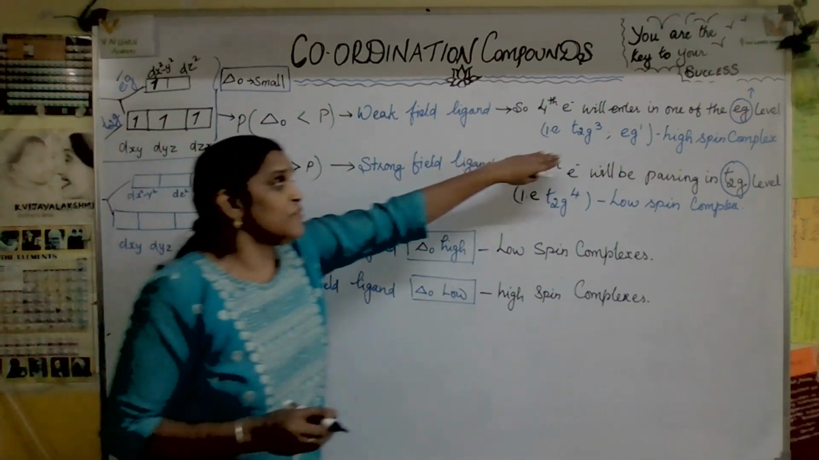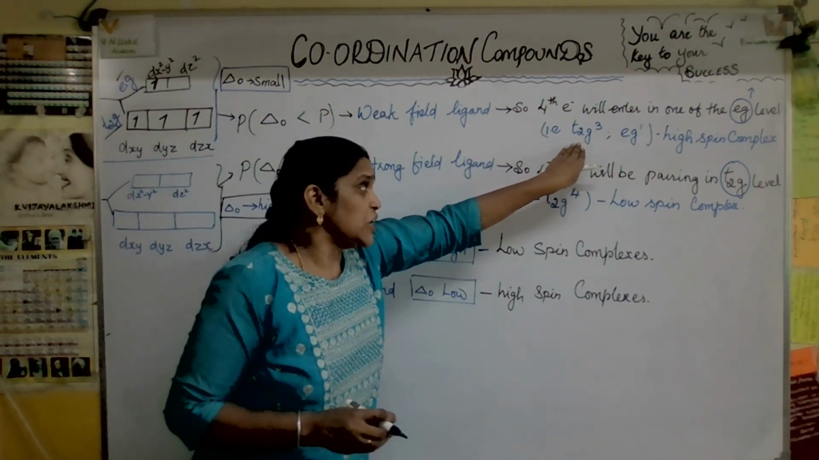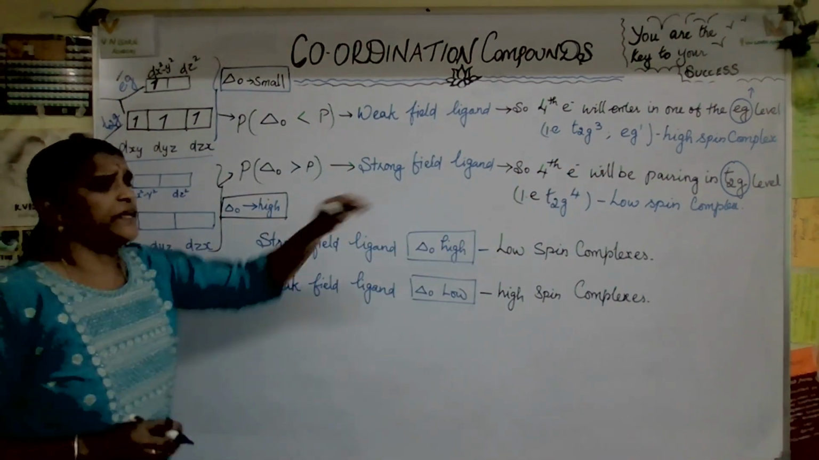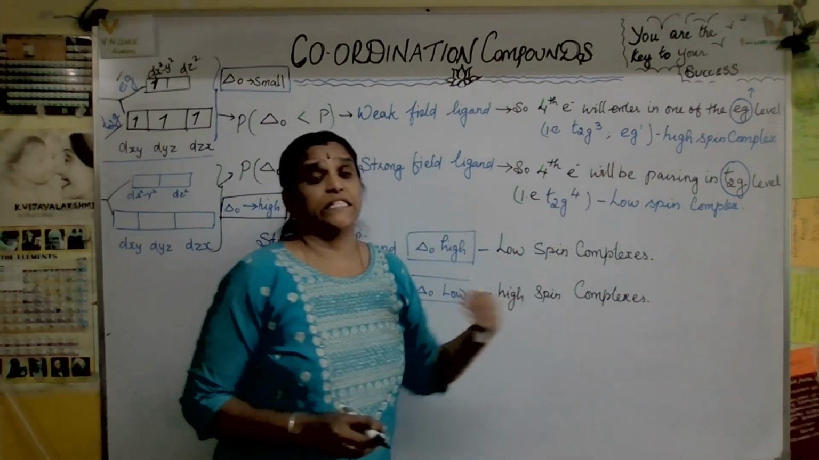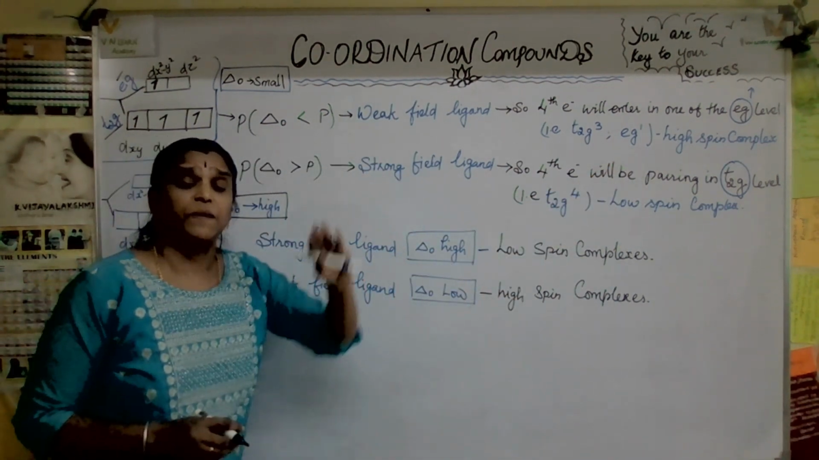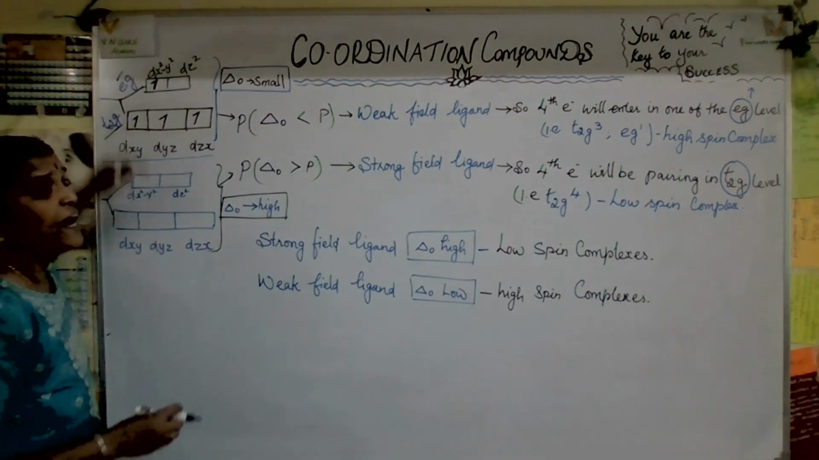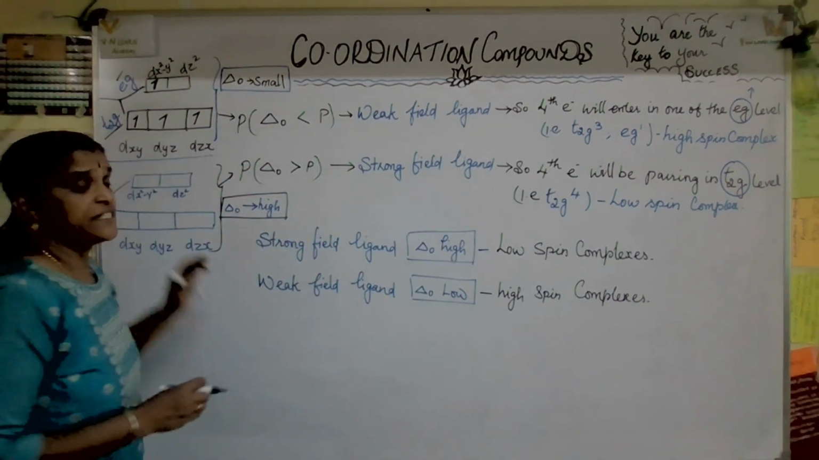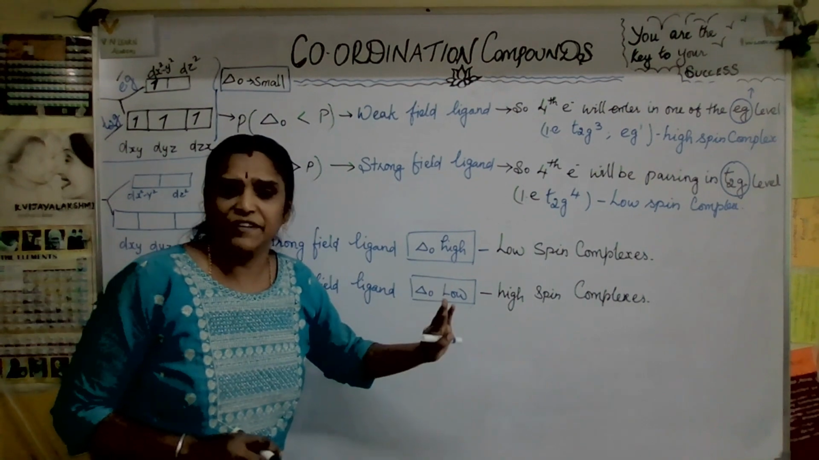Now, how do you write the electronic configuration? It is T2g3 Eg1. This is a high spin complex. Why do we say high spin? Because the fourth electron goes to the higher level, the Eg level, while T2g is the lower level. I hope you're clear with this.